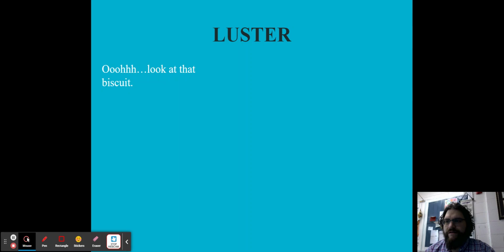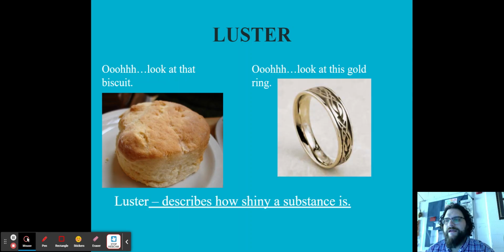Luster. Luster is how shiny an object is. So you might describe this biscuit as having kind of a dull appearance. If we were to add butter over it, it might be a little more shiny. And then gold, if it was tarnished, you would say it's dull looking, but in this case, it's bright and shiny. So luster is how shiny an object is.